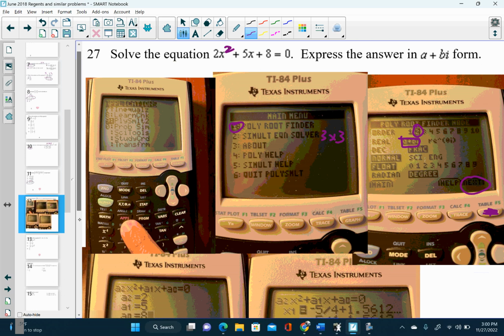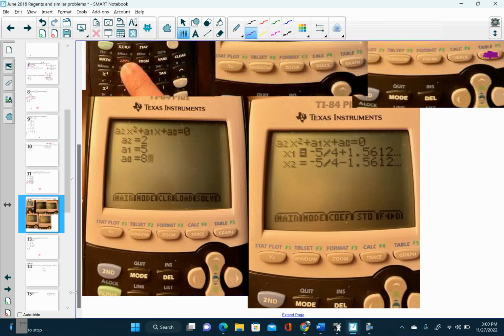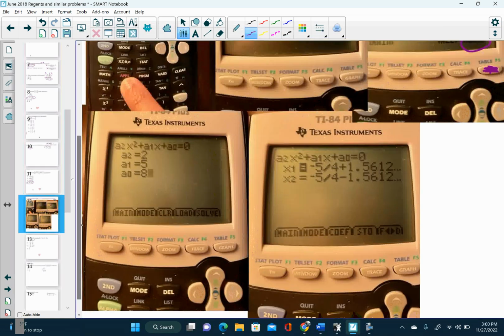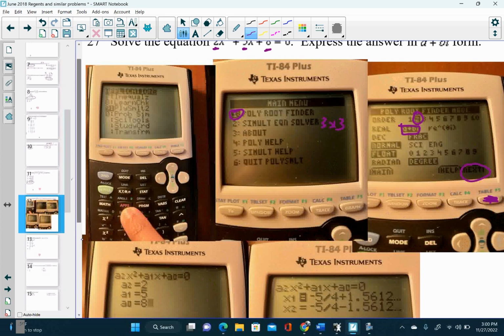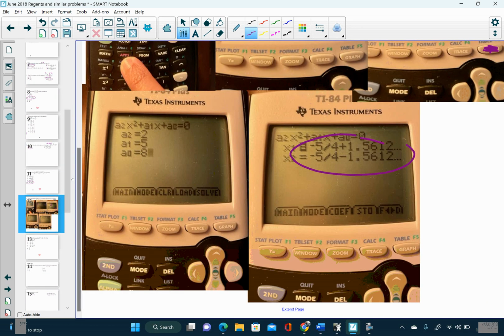The next thing you're going to do is put your numbers in. So the number in front of the x squared is a 2, the number in front of the x is a 5, and the number that's showing by itself is an 8. So we're going to put 2, 5, and 8, and then you're going to get these two answers in your calculator. And literally everything that's there, you're just going to write it down.